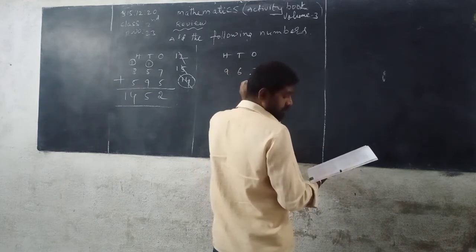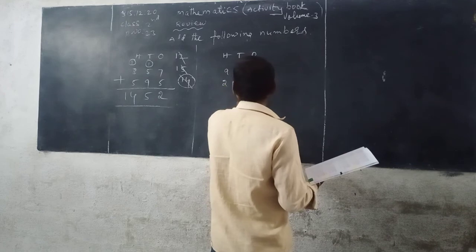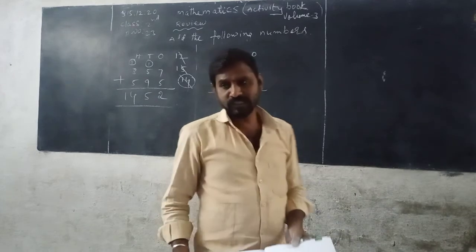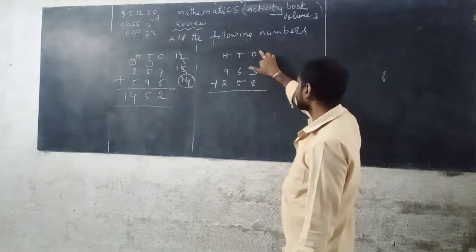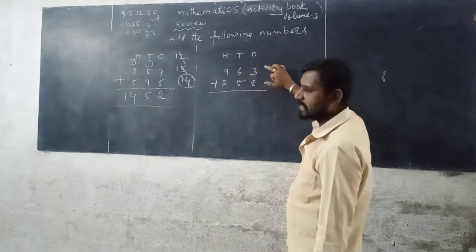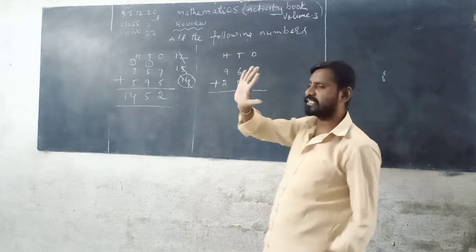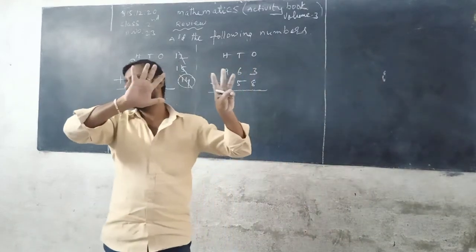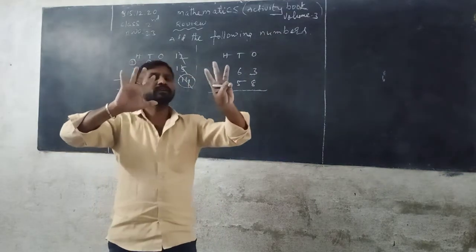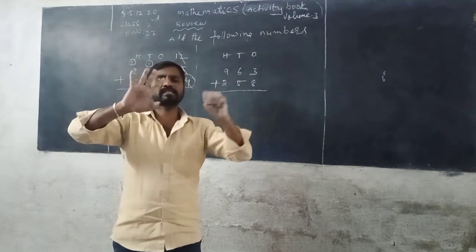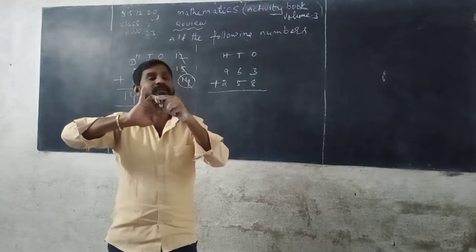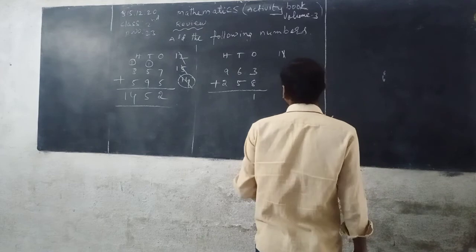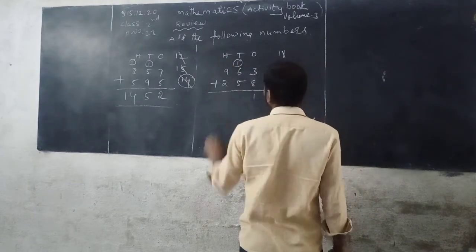963 plus 258. First add the digits in ones place. 3 plus 8. Keep 3 in your mind and take 8 fingers in your hand. How many fingers? 8 fingers. So 3 after 4, 5, 6, 7, 8, 9, 10, 11. In it, 1 is written down in the ones column and 1 is carried to the tens place.